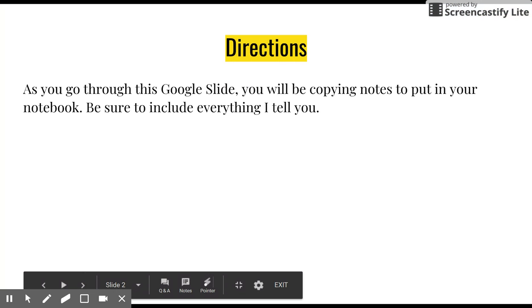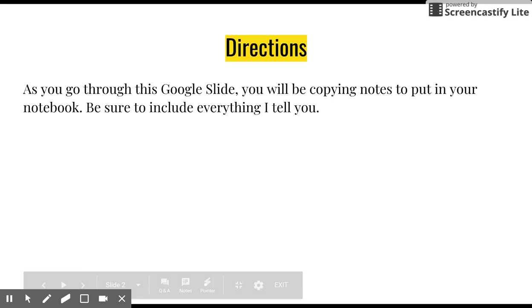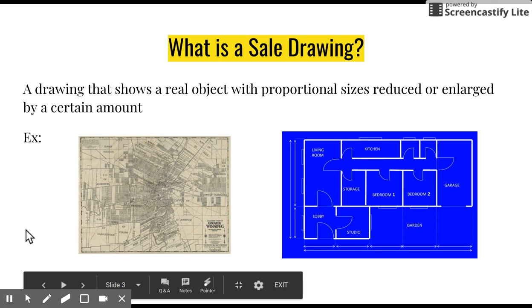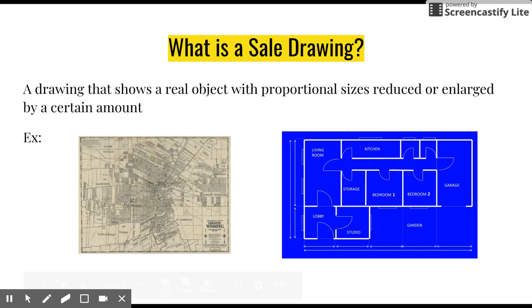As you go through this Google slide, you're going to be copying notes to put into your notebook. Be sure to include everything I tell you. There are 3 questions that are on that worksheet that you have, and we're going to be answering those as we go through this presentation. So here's your first question. What is a scale drawing?